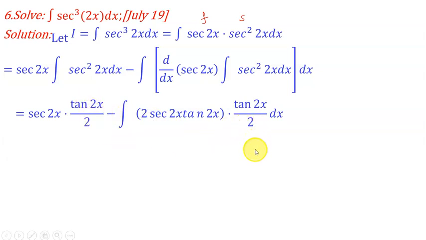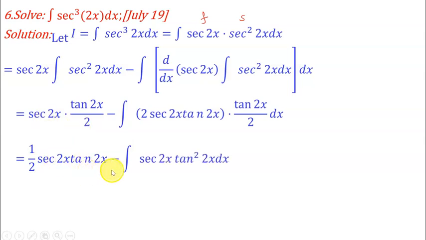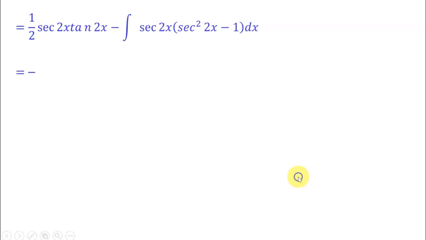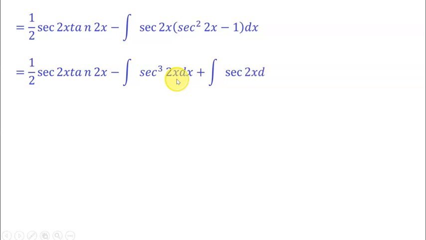Similarly here. Now next simplification. That is 1 upon 2 sec 2x into tan 2x minus integral sec of 2x into tan square 2x into dx. Now again we can write this here. This is sec of 2x. Tan square 2x means what? Sec square 2x minus 1, and after multiplication, you will get sec cube 2x into dx minus, minus will become plus, integral of sec of 2x into dx.